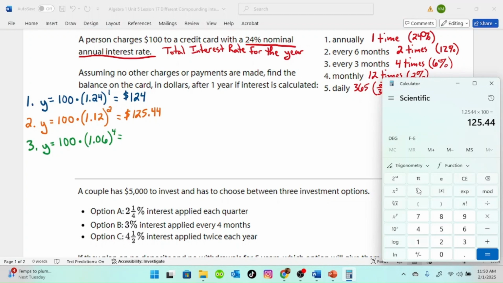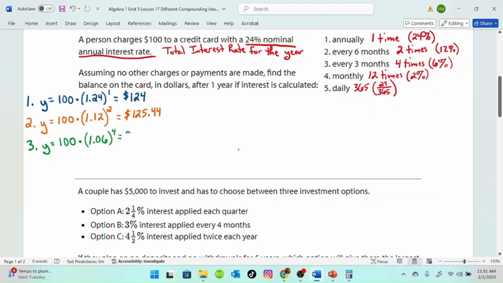So we go to the calculator, and 1.06 to the power of 4, and then we multiply this by the original $100. We round to 2 decimal places because we are talking about money, and the 7 tells us to round that 4 up to a 5. So we pay a total of $126.25.